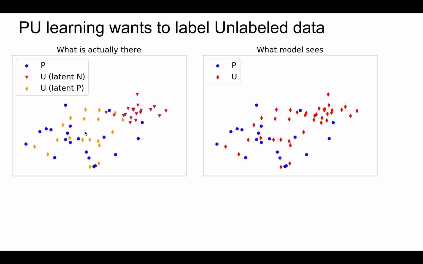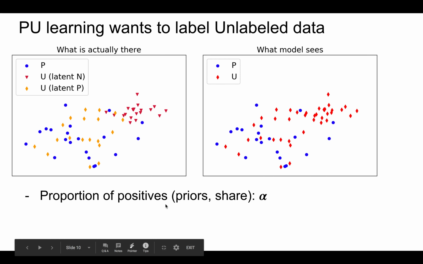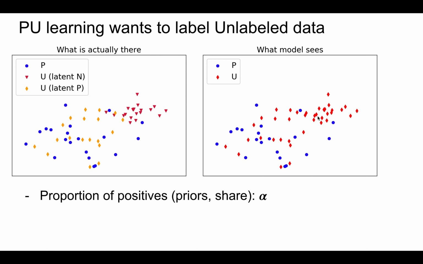And two steps to this are, first step is to estimate the proportion of positives in the unlabeled data, or priors, share. Either way, it's going to be denoted as alpha. In this example, we have 40 unlabeled dots, and 20 of them are positive. So alpha is equal to 0.5, and we want to estimate it as 0.5.